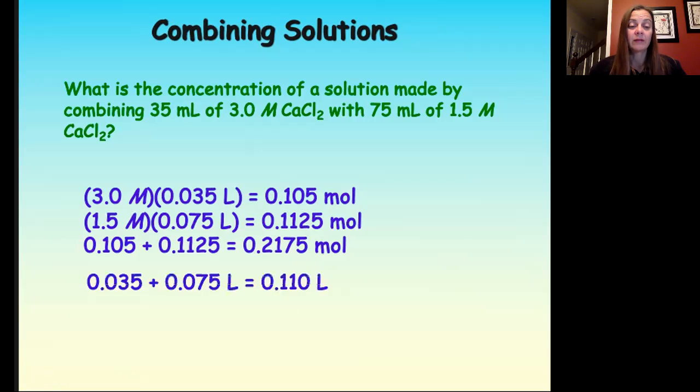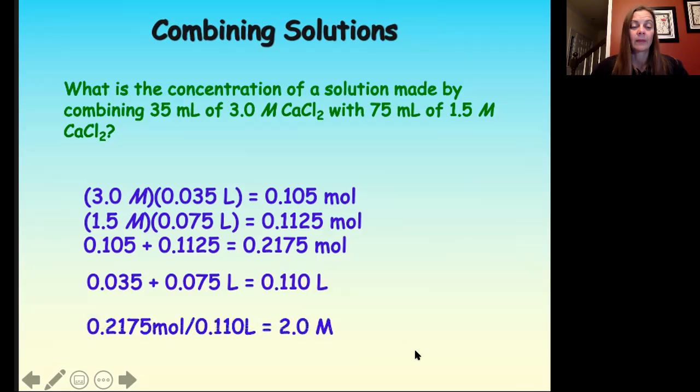Now we're combining the volumes. We have 35 milliliters and 75 milliliters combining for 110 milliliters. Now in this case we're adding, so this number does have 3 significant figures because this 5 and this 5 are both significant, which means that 0 is significant.